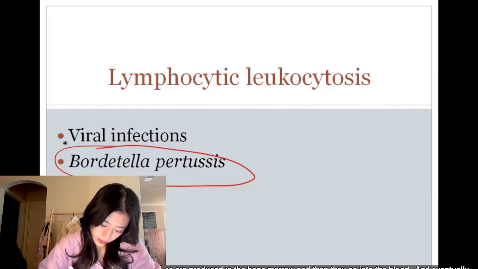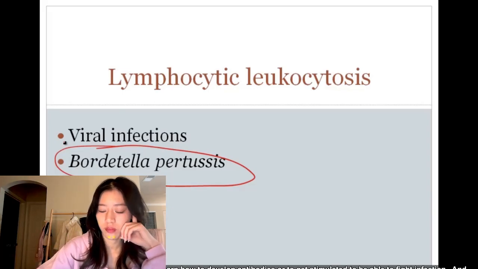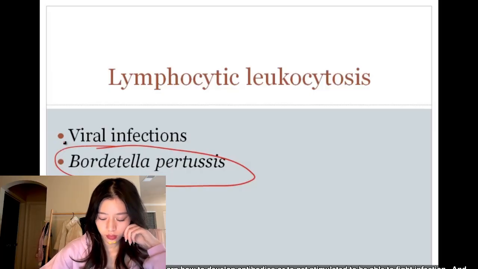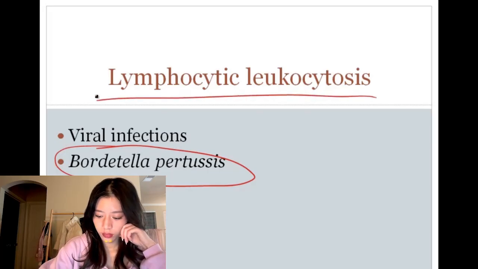Now recall that lymphocytes are produced in the bone marrow, and then they go into the blood, and eventually they need to go to the lymph node in order to learn how to develop antibodies or to get stimulated to be able to fight infection. And so if the lymphocytes are blocked from entering into the lymph node, they'll actually be stuck in the blood, and if they're stuck in the blood, there'll be a lymphocytic leukocytosis.